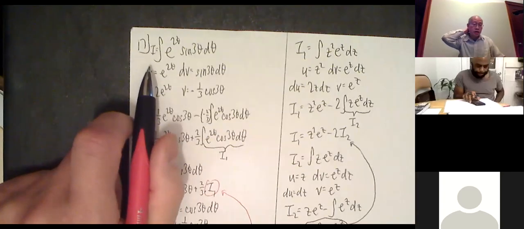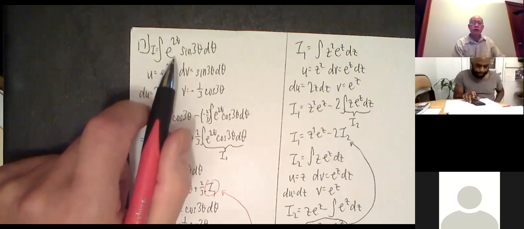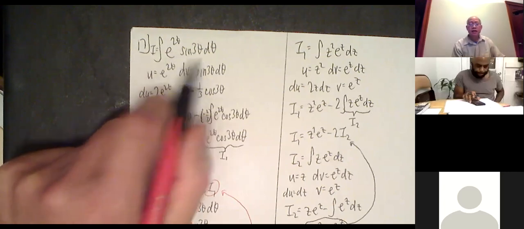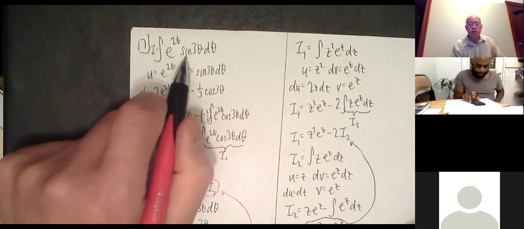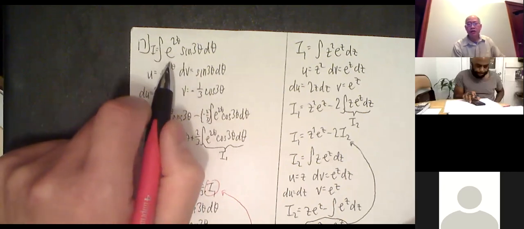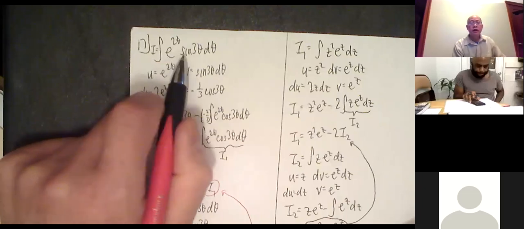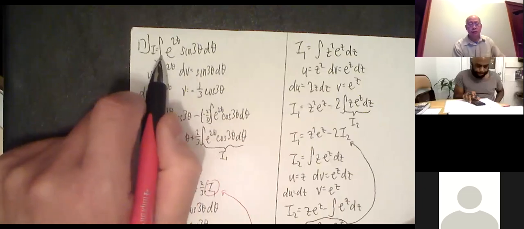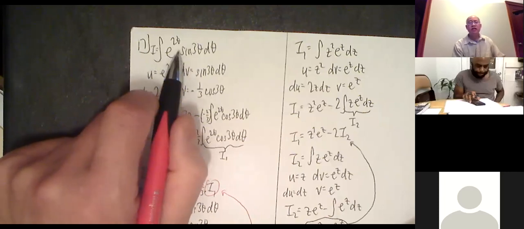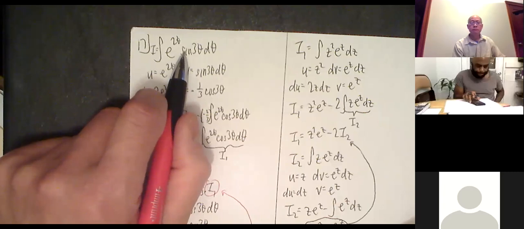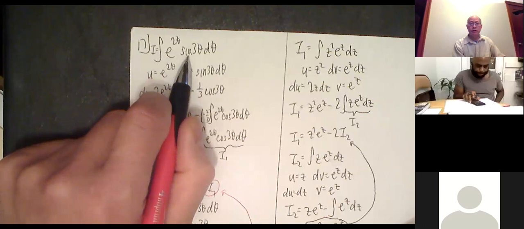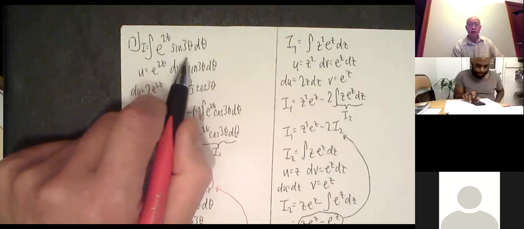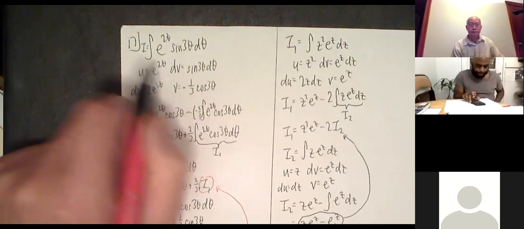Okay, so 17, the original integral was e to the 2 theta sine of 3 theta d theta. Now, I gave you no rule if you had an exponential and a trig function. If you look back in the notes, if I had a polynomial and a trig function, let u be the polynomial. Or if I had a polynomial and an exponential, same thing, let u be the polynomial. What happens if I have an exponential and a trig? It turns out not really to matter, but let's just do this anyway.